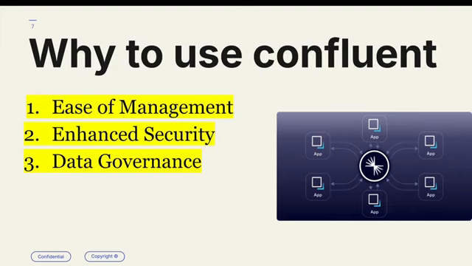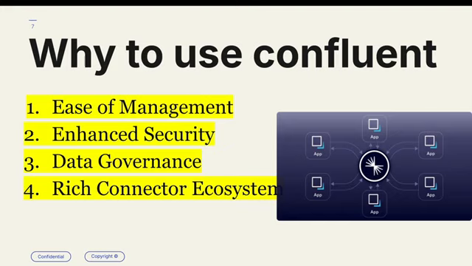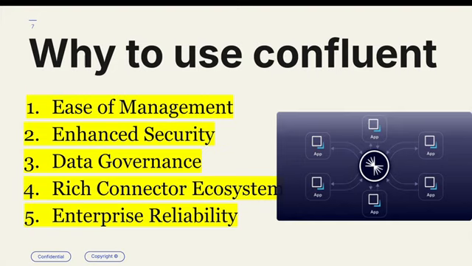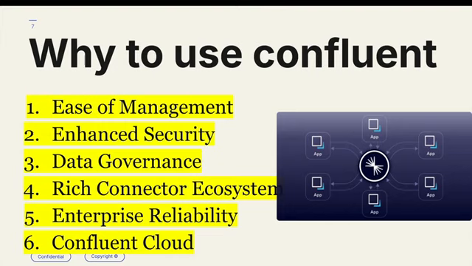Okay, and after that we have a rich connector ecosystem. Rich connector ecosystem means access to a wide range of pre-built connectors for databases, cloud services, and other data sources, Kafka Connect as well. And after that we have enterprise reliability. This provides the tools for ensuring high availability, disaster recovery, and global replication. And we have Confluent Cloud. As I spoke earlier, this is a fully managed Kafka with automatic scaling, reduced operational overhead, and strong SLAs as well.